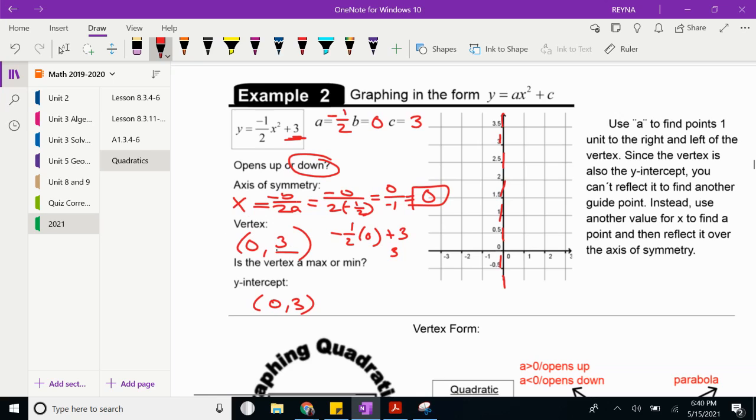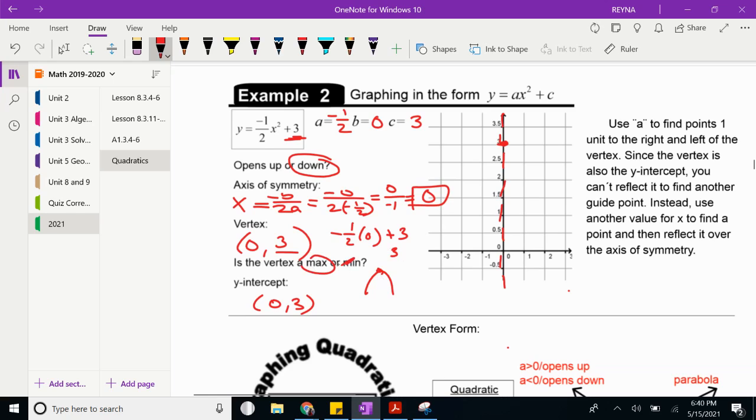Okay, let's put our vertex on our graph. 0 up 3. We said it's going to open down, so it's going to be going down. And then is this vertex a minimum or a maximum? If it is opening down, what do you guys think? It's going to look like this. Is that a minimum or a maximum? It would be at the very top, so that would be a maximum.